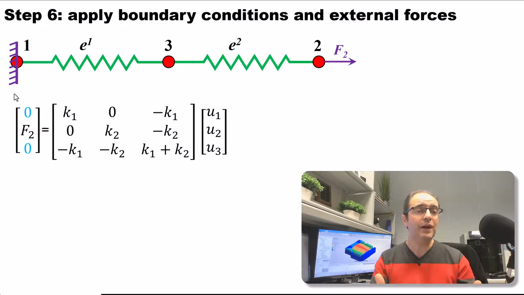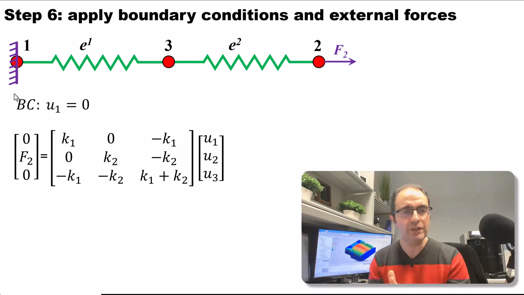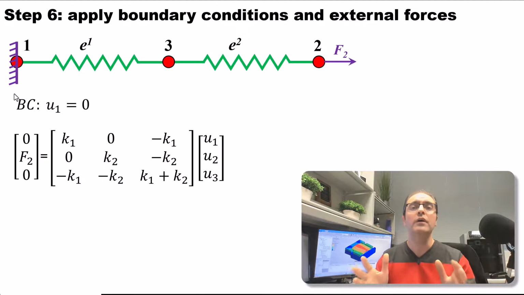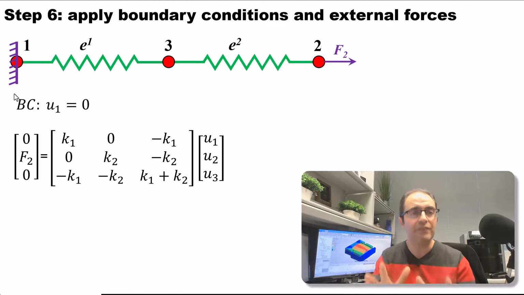We have already applied the external forces on the characteristic formula. Now I want to apply the boundary condition. The only boundary condition I have here is actually an essential boundary condition. Again, as I told you before, there are two types of boundary conditions, essential and natural. Essential boundary condition is when we apply the boundary condition on the field variable itself. The field variable is u1. u1 is equal to 0.